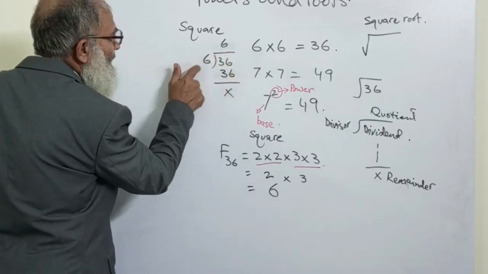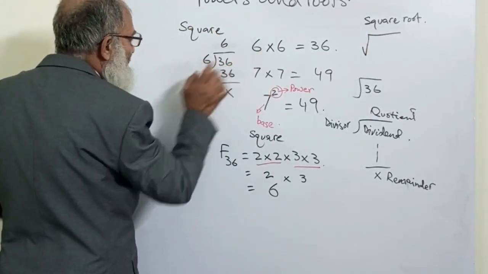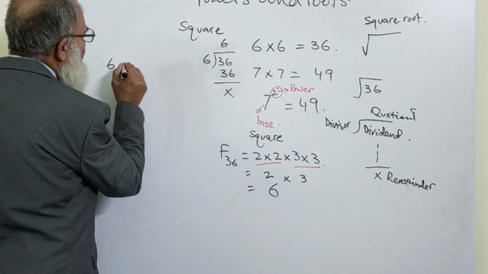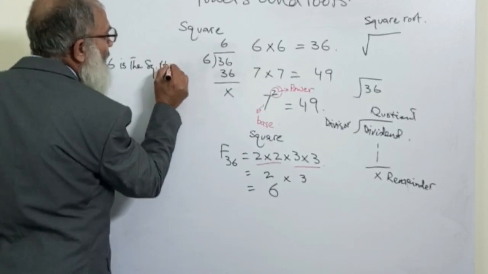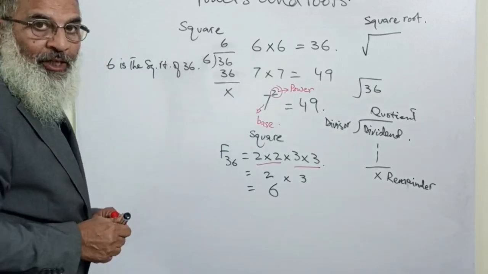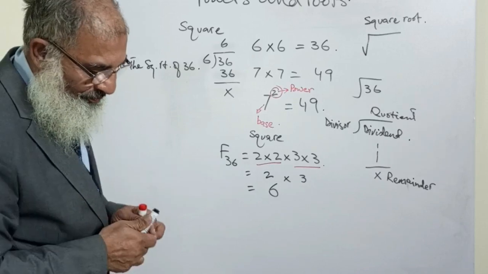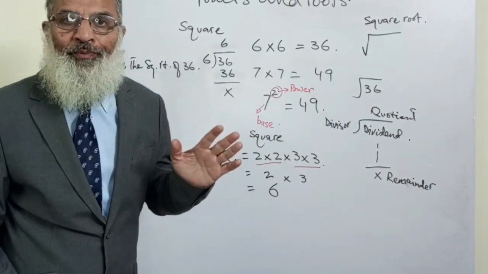square root. Now 6 is the square root of 36. I hope I made myself clear. Now let us proceed to the cube root.